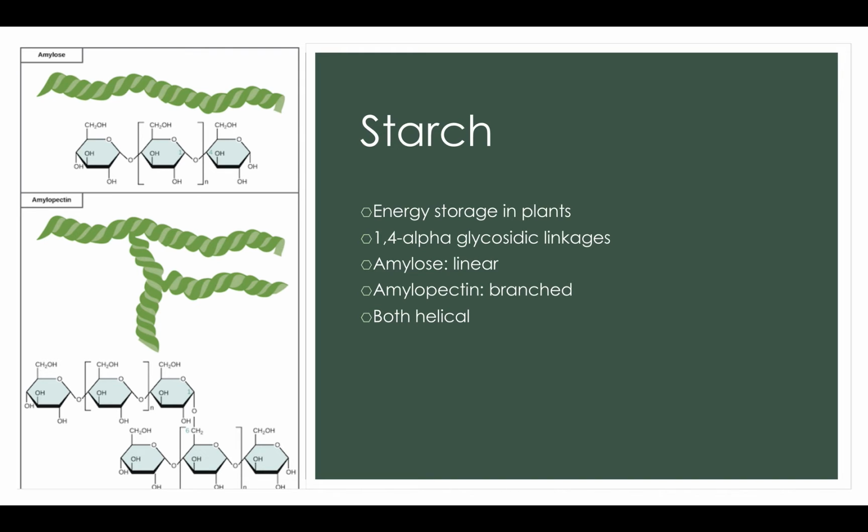In amylose, the glucose monomers are in the alpha form and are connected by 1,4-alpha glycosidic linkages, which means there's a glycosidic bond between carbons 1 and 4. It is linear and unbranched. Amylopectin is also made up of 1,4-alpha glycosidic linkages, but it has occasional 1,6 glycosidic linkages that result in branches. They both take on a helical shape.